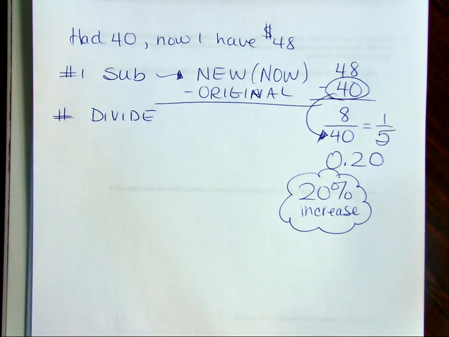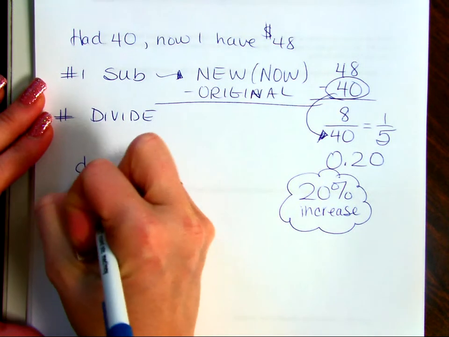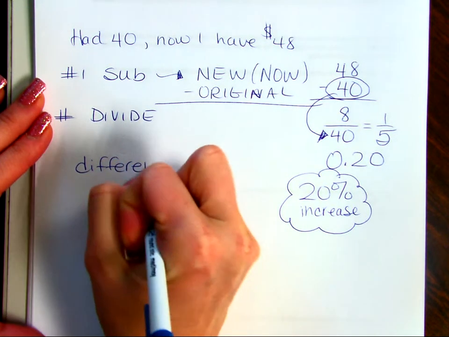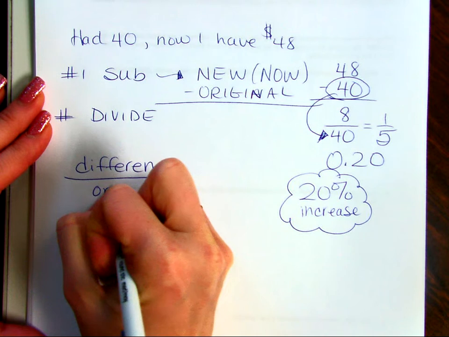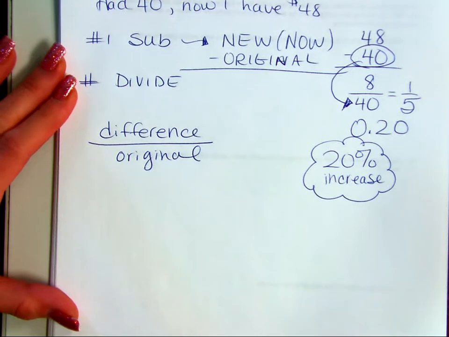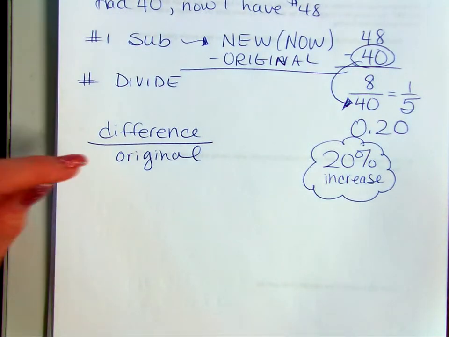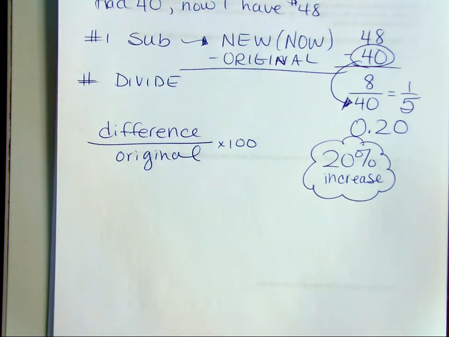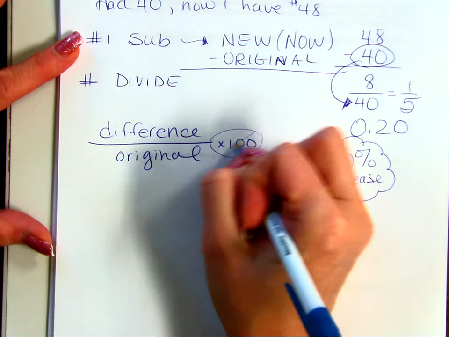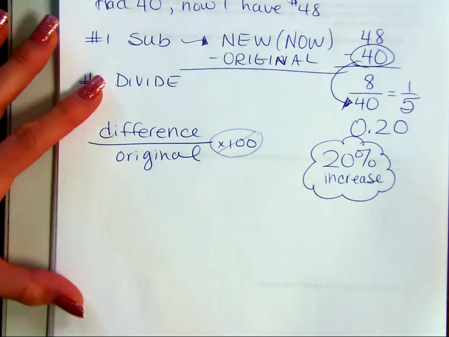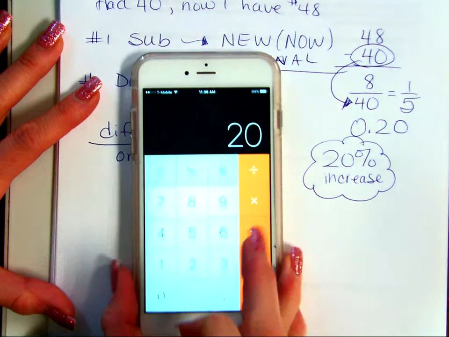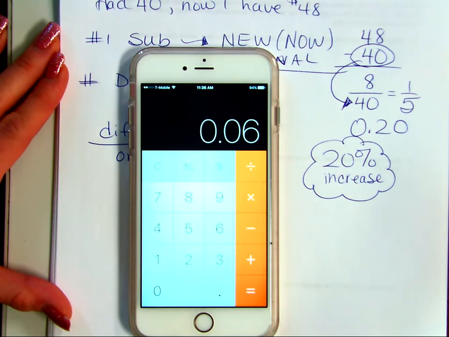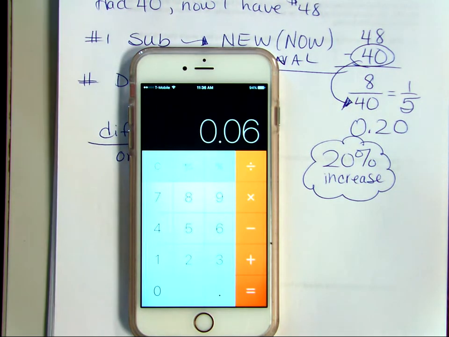So, got it? You're going to take the difference and divide it by the original. That's really it. The difference in the two amounts divided by the original, and if you need to, times it by 100, if you think you need to. Many of you will not need to, because you know already that when you look at a calculator, that's what percent? 6%. You don't need to multiply it by 100 to know that, right?